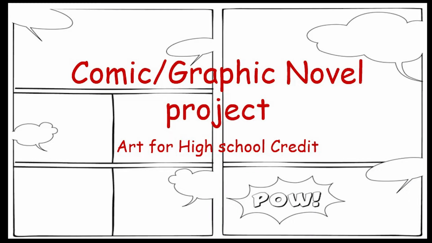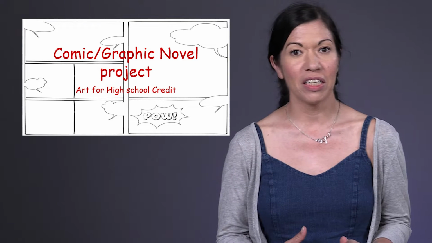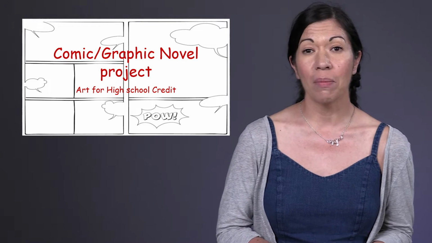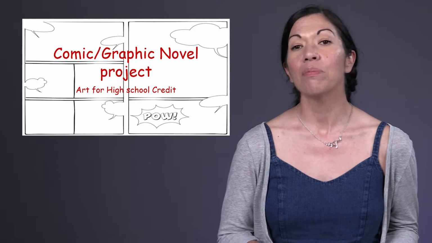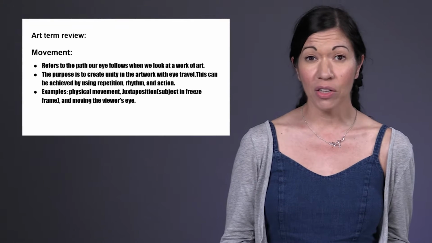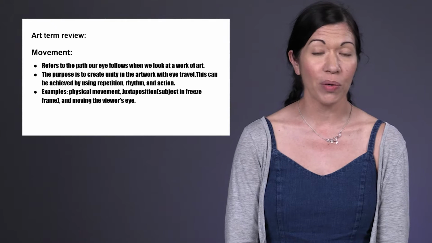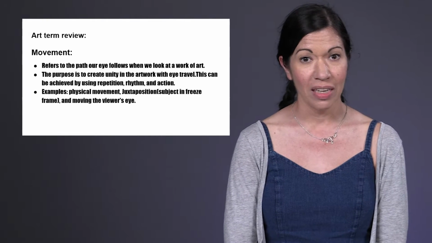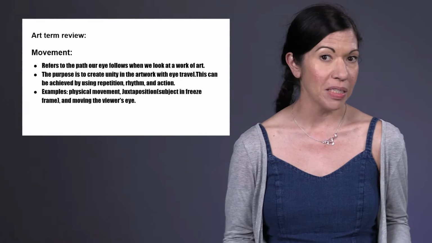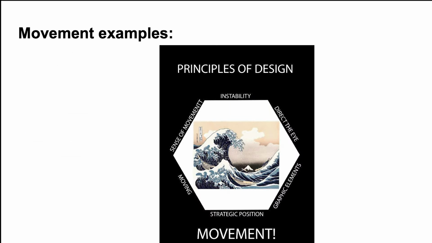We're going to start planning our comic / graphic novel project by reviewing our art element of space and our art principle of movement. Movement refers to the path our eye follows when we look at a work of art. The purpose is to create unity in the artwork with eye travel. This can be achieved by using repetition, rhythm, and action. Examples: physical movement, juxtaposition, and moving the viewer's eye. Here is an example of movement for review.